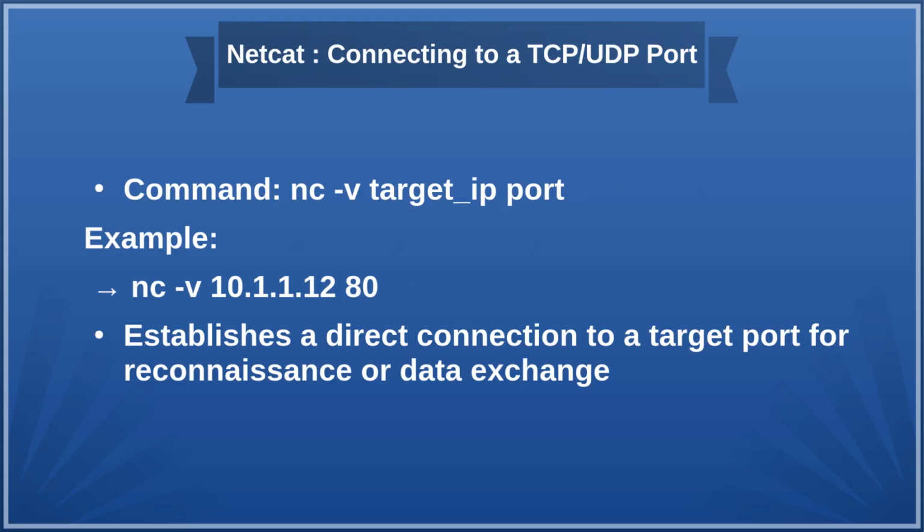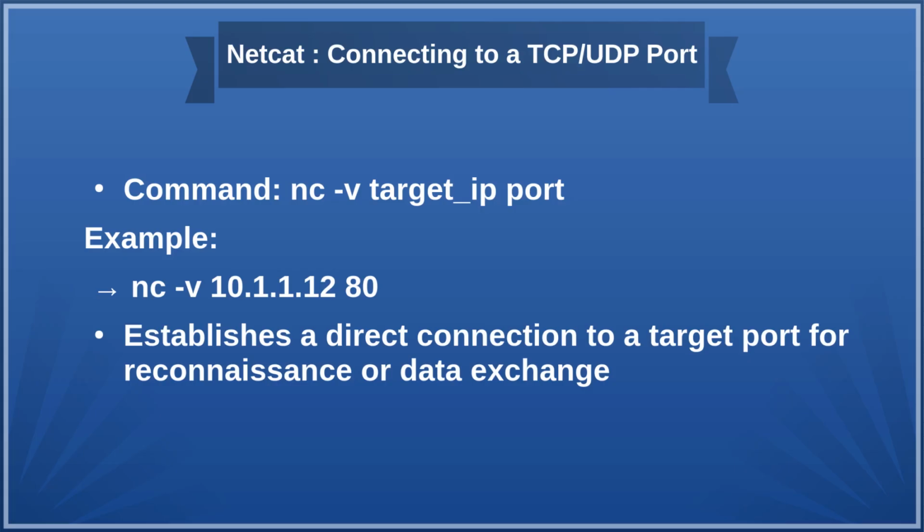One of Netcat's fundamental uses is connecting to a target system over a specified port. This is useful for checking if a service is running and even interacting with it directly. For example, if we want to check if a web server is active on port 80, we can use nc -v and then we type in the target IP address and then 80, which would be the port number.